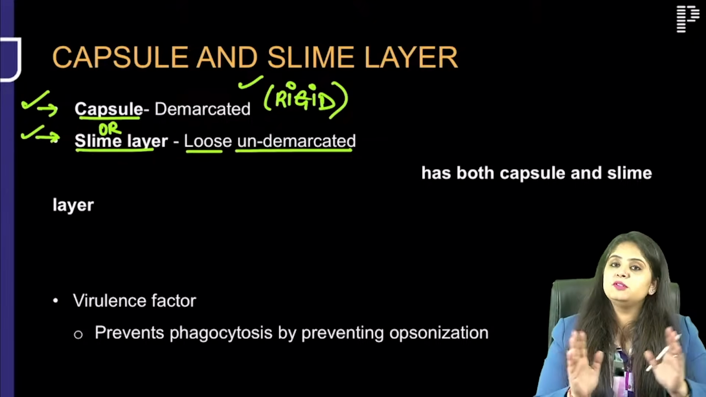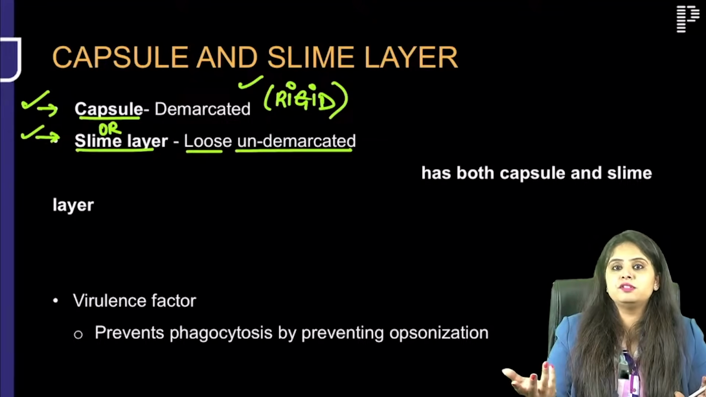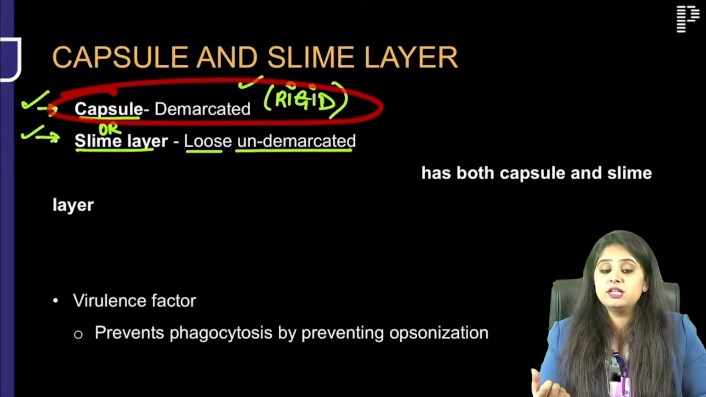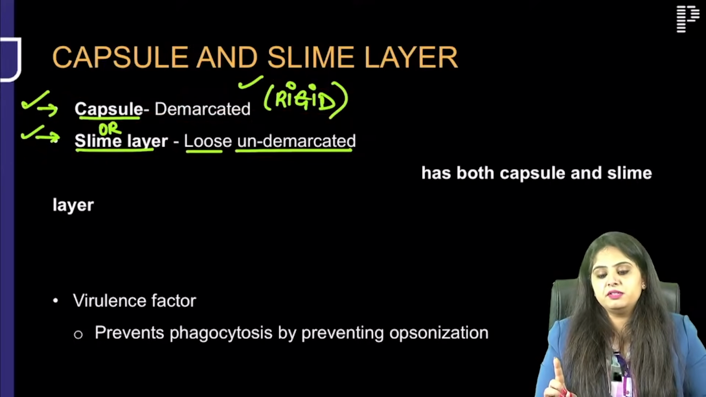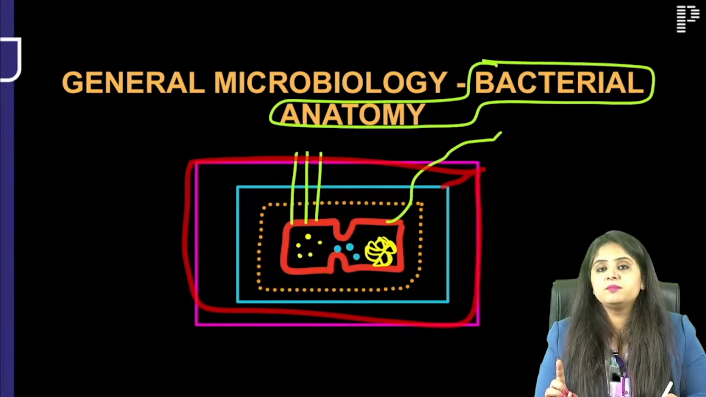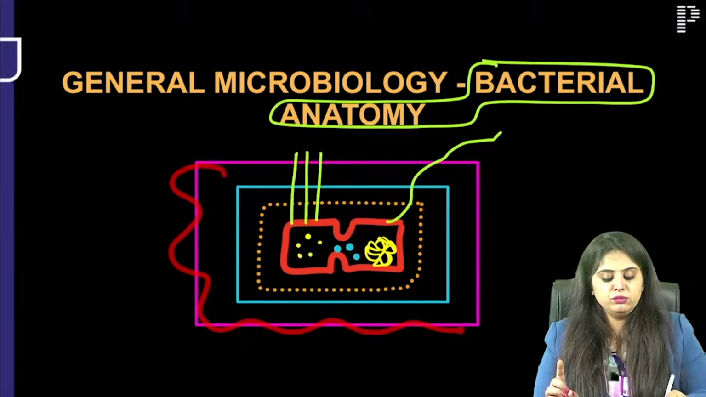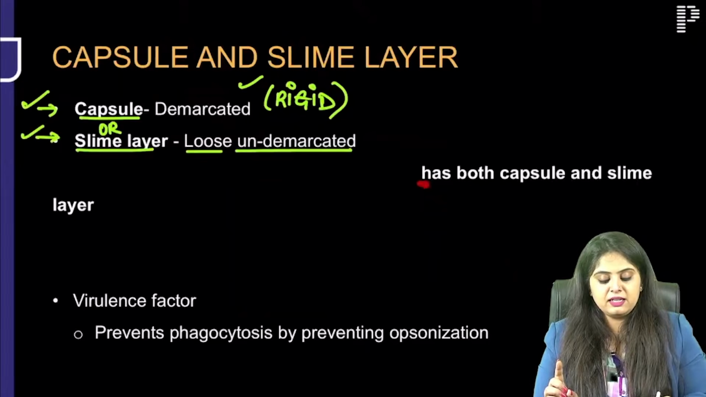Same way, capsule or slime layer is the same material, but it looks different. Capsule is going to be very rigid. Slime layer is going to be very loose. So any one will be present. Either a bacteria will have a capsule or a bacteria will have a loose slime layer. Is there any bacteria which can have both?